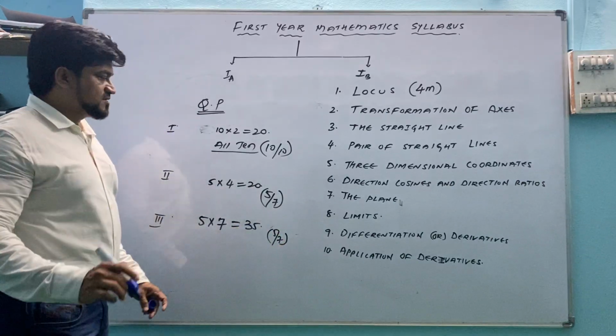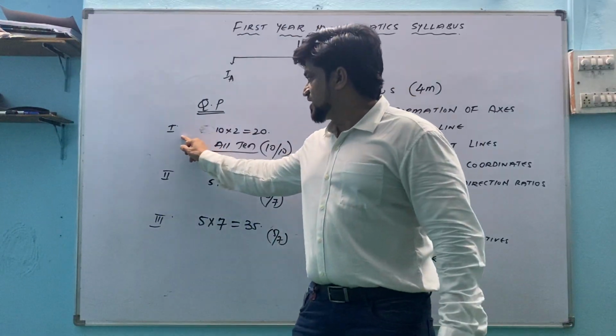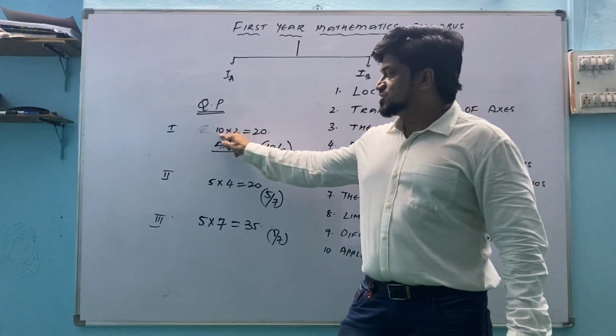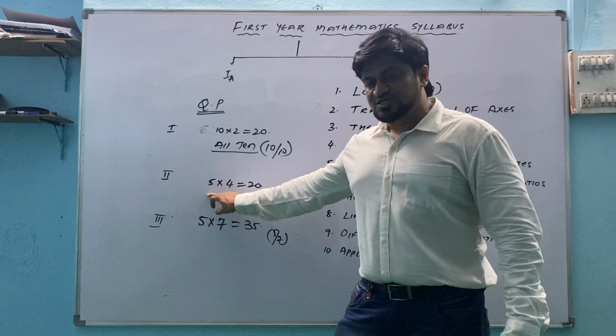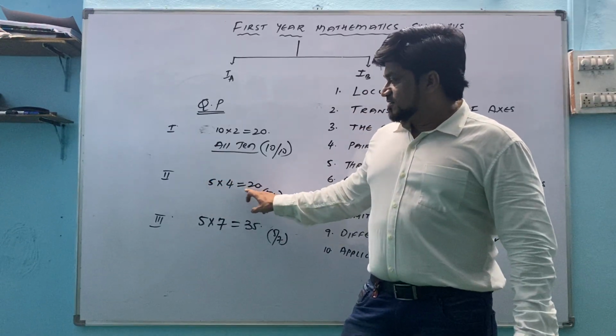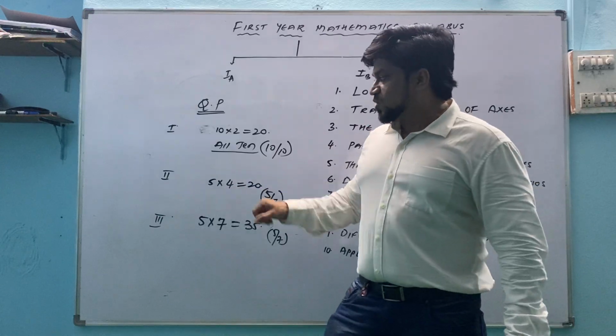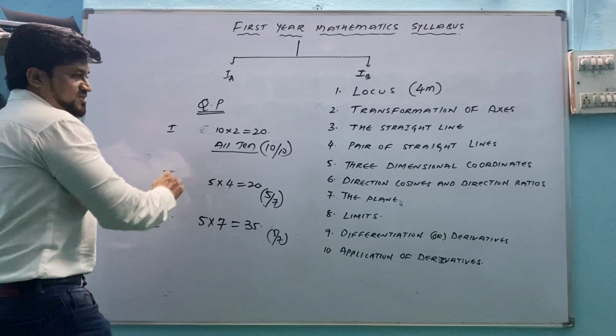Five out of 7. See, in the question paper, you will have 3 sections. In the first section, you will have 10 questions of 2 marks each. You get 20 marks from the first section. From the second section, you have to answer any 5 out of 7, each carrying 4 marks.